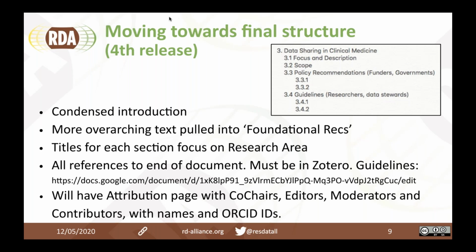If you just move your eyes to the top right of that slide, you can see an example of what the structure will look like for each of the individual sections. So here we're using clinical medicine as an example. There's a focus and description section and a statement of scope, what's in and what's not in scope for this area. They're meant to be relatively concise. And then a split into two ways of delivering your outputs. One is higher level policy recommendations for funders and governments. And then the next is guidelines.